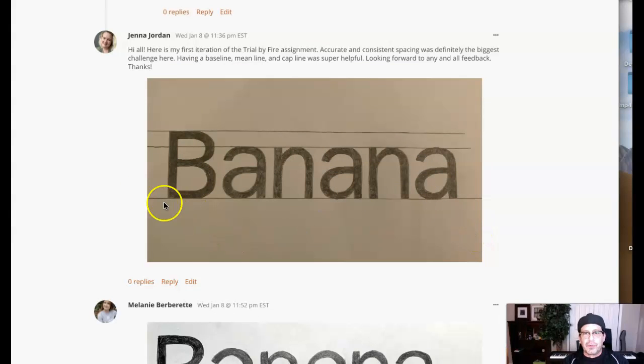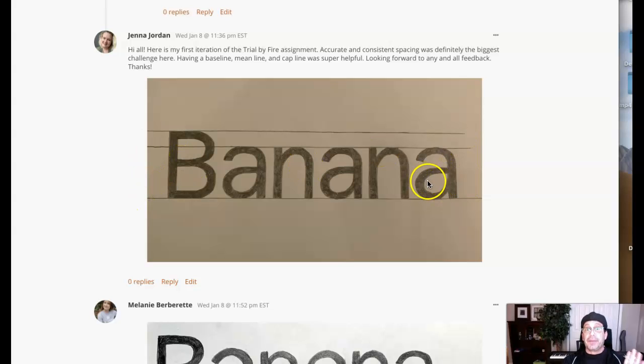So the first thing you want to do is establish a perfectly level baseline, which should also be parallel with the bottom of the picture plane. Once you establish that perfectly level baseline, you want the mean line and the cap line to be perfectly parallel. This distance here should be exactly the distance here.